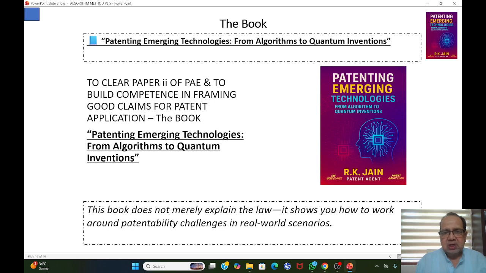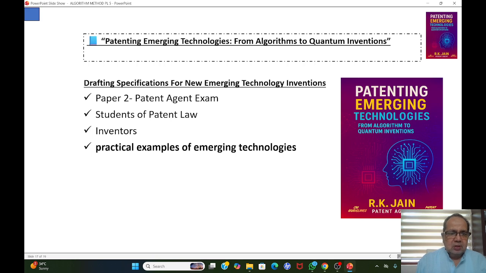Going through this book, you will learn how to work around patentability challenges, more specifically how to work around the categorization under section 3K to answer questions of the patent office and build good claims to withstand the scrutiny of the patent office with respect to your invention. This book will also help you learn to draft specifications for new emerging inventions. As we have already mentioned, it takes practical examples of emerging technologies.